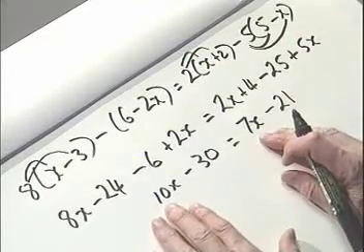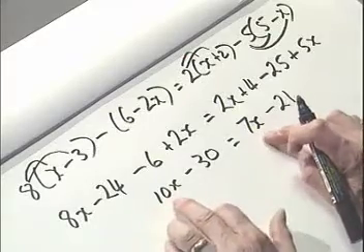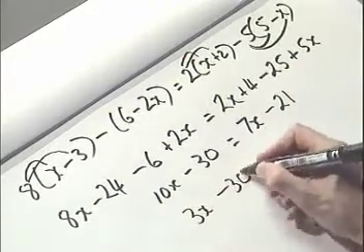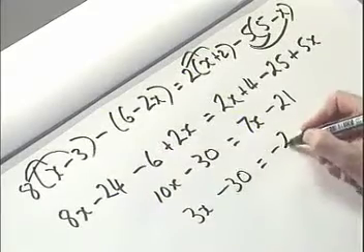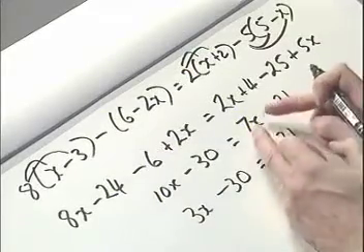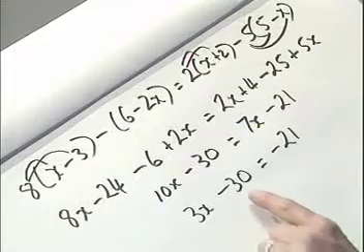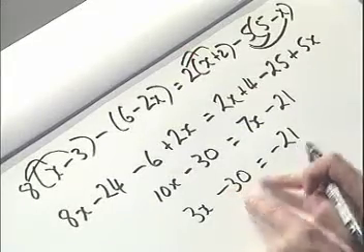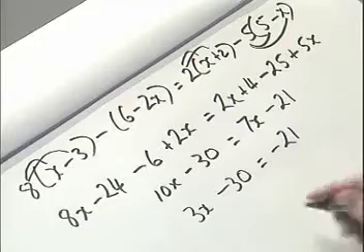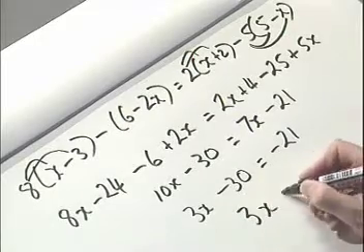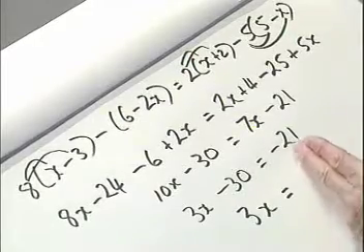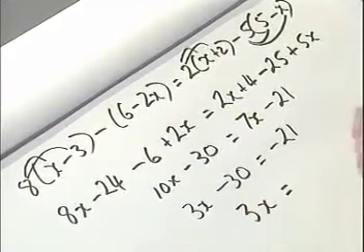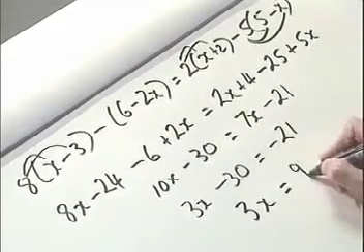Let's get the x's together so we can take 7x away from each side. So we would have 3x minus 30 there equals just minus 21, because we've taken that 7x away. Add the 30 to each side, because minus 30 plus 30 gives us nothing, and add it on over here. So we get 3x equals, now, 30 added to minus 21. Well, it's just the same as 30 take away 21. So the answer is 9.